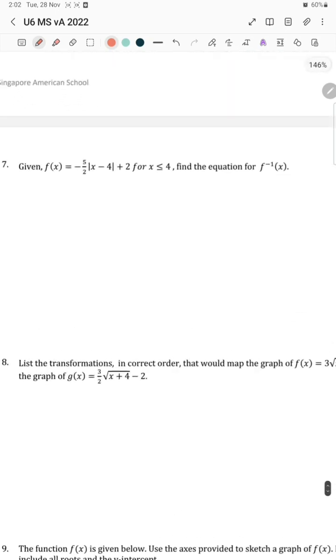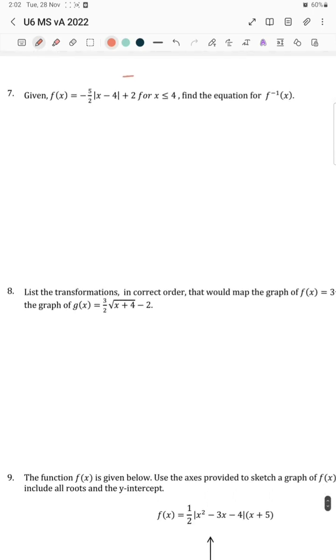Okay, find the inverse for this function. x is less than or equal to 4 means you're going to take the left one, so you will take the minus sign. I'm giving you 2 minutes to find the inverse. Be fast.